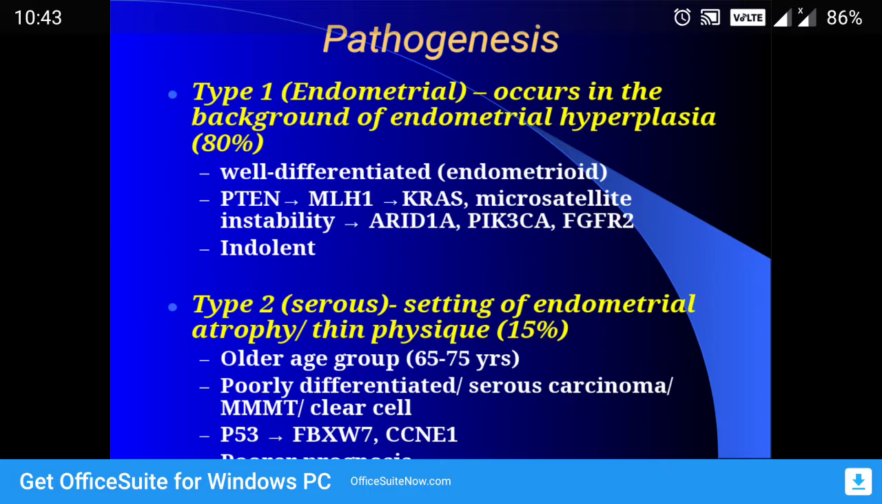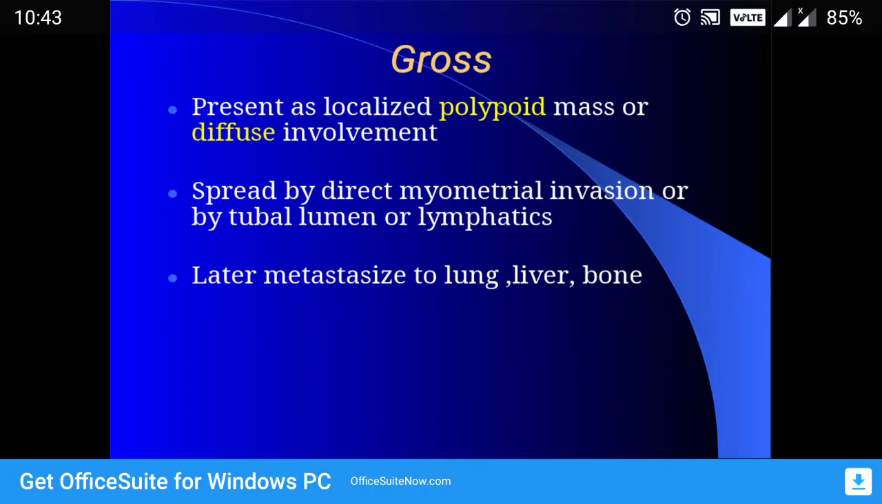The glands here are well differentiated, and the mutations that occur here are PTEN, MLH, KRAS type of mutations, whereas mutations seen in type 2 are P53 mutations, and type 2 carries a bad prognosis. Grossly, endometrial carcinoma can present as a polypoid mass or a diffuse involvement of the endometrium.